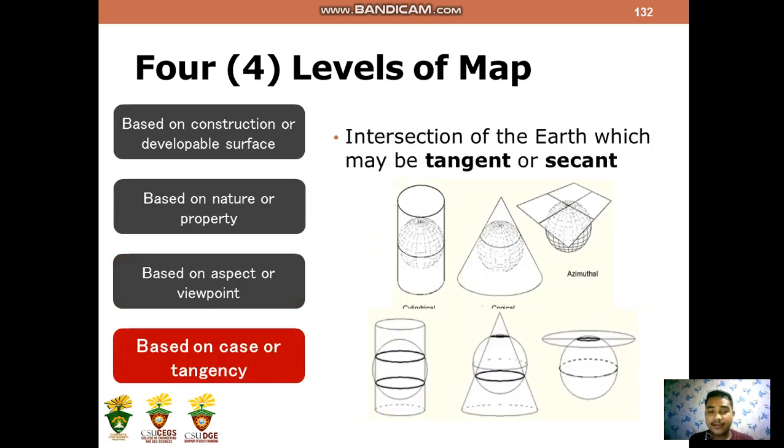And the last level of map classification is based on case, or tangent. So the intersection with the Earth may be tangent or secant. When there is an intersection, there are two kinds, tangent or secant. When tangent, it just touches the surface, depending on the kind of projection.